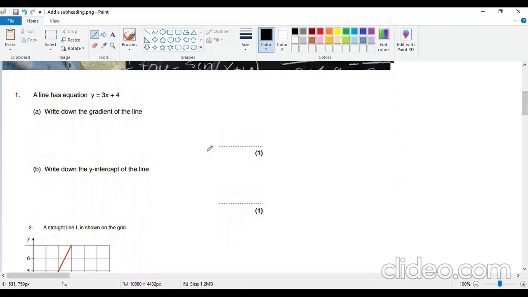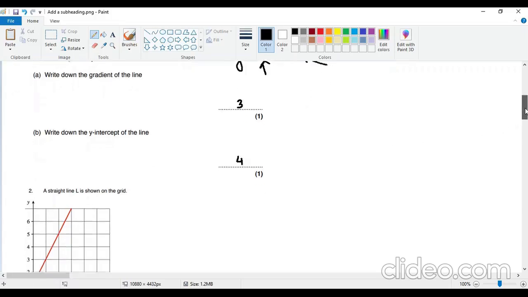So, as this question says, a line has equation y equals 3x plus 4. Write down the gradient of the line. Gradient of the line is always the value with x. So, y equals 3x plus 4 means this 3 tells you that this is the gradient of the line, and you get full marks. Now it says write down the y-intercept of the line. A constant number in any linear equation always stands for the y-intercept. So 4 is the y-intercept.